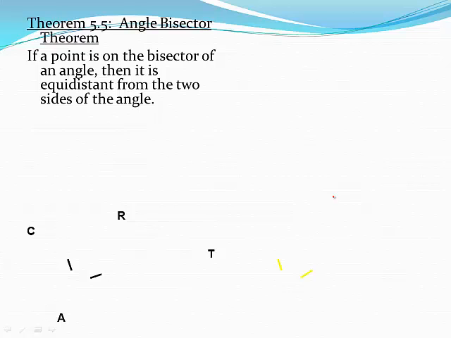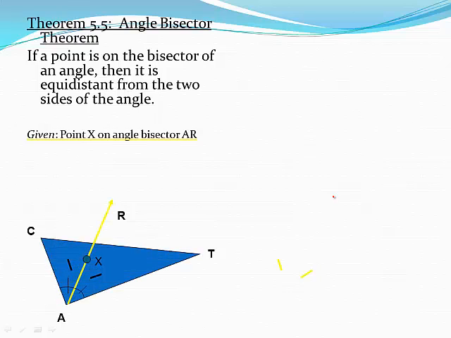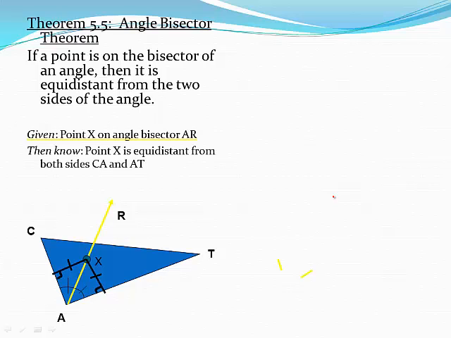It basically states that if a point is on the bisector of an angle, then it is equidistant, meaning same distance, from the two sides of the angle. So we are given first that point X is on the bisector of angle A, so we know that the angle is bisected. What we can conclude is that point X is equidistant from both sides, CA and AT. So you can actually draw the segments.